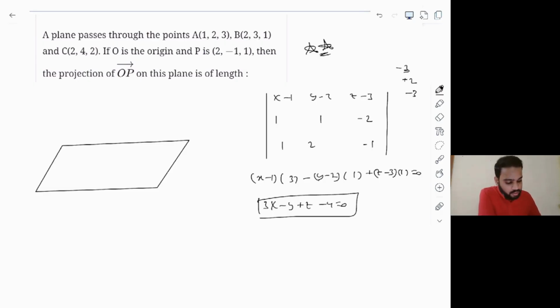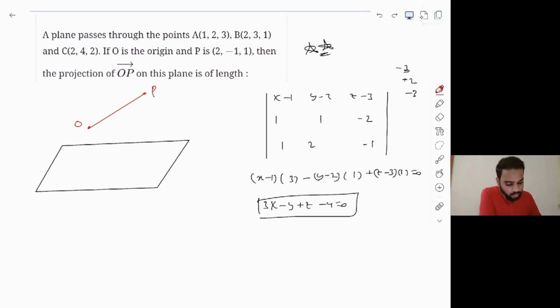not lying on this plane, right? So let me draw the proper diagram now. This is your point O somewhere here and point P somewhere here, and this is the vector OP bar like this. Or you can take a line segment also, not an issue. Now, what is the idea? We have to find out the projection of this OP on this plane.